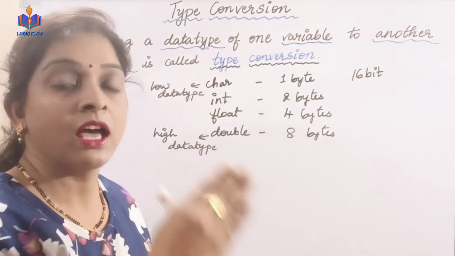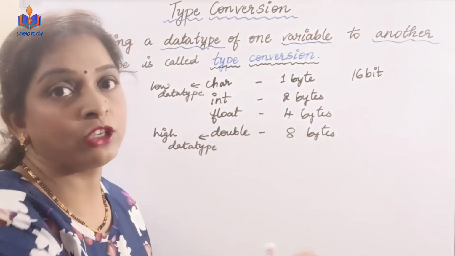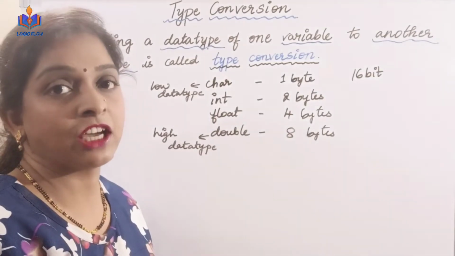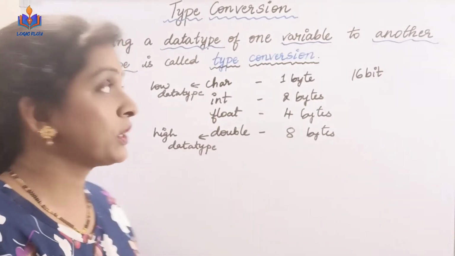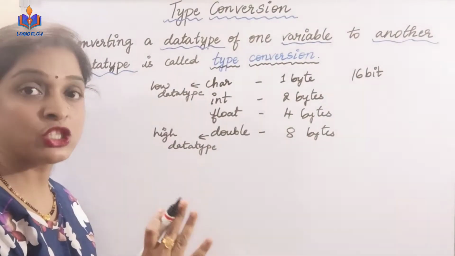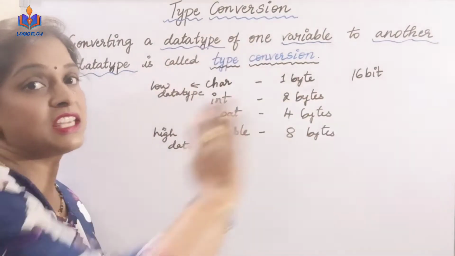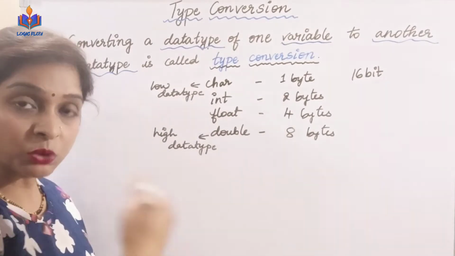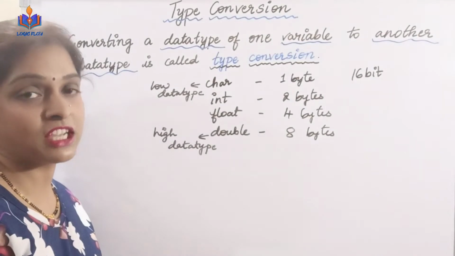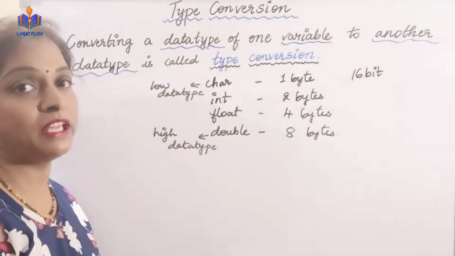It means I have to convert that 1 byte of data to 2 bytes, so both the data should be of 2 bytes. So it is from low to high. The data type has to be promoted to the highest storage, not to the lowest storage. Like this, the compiler has to do the conversion.